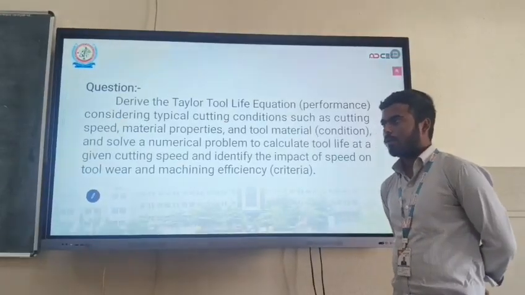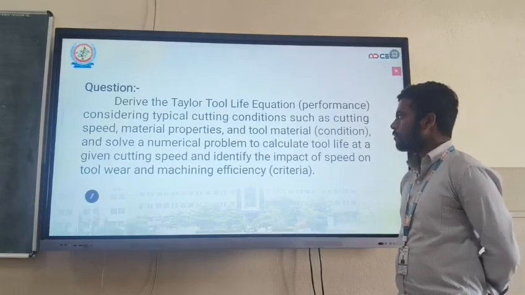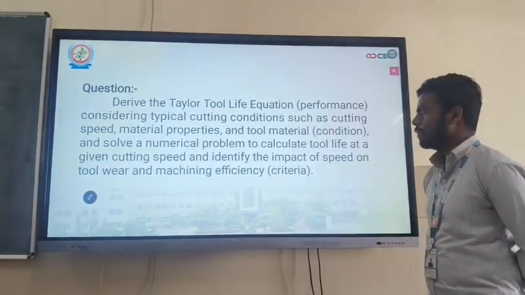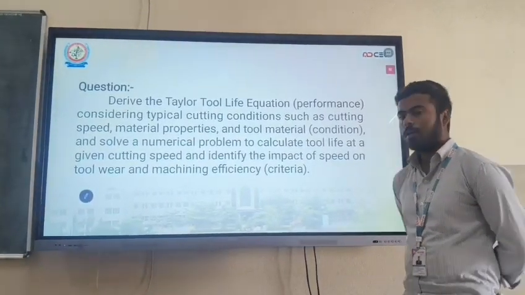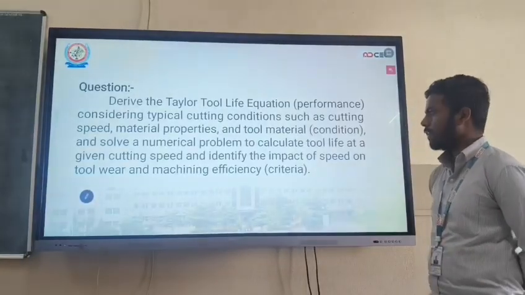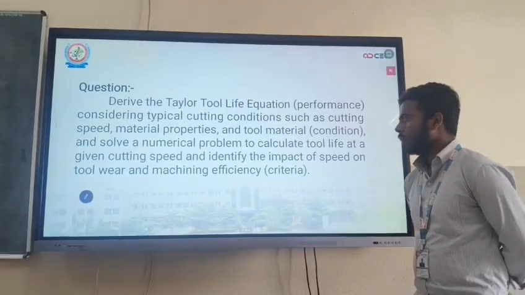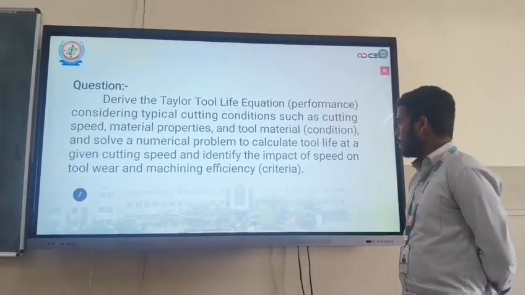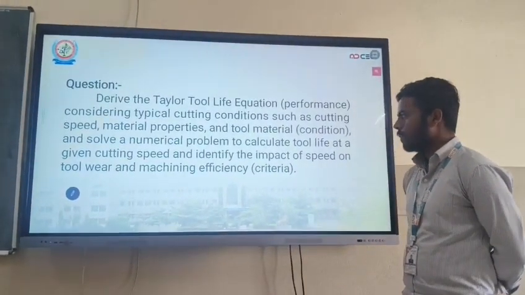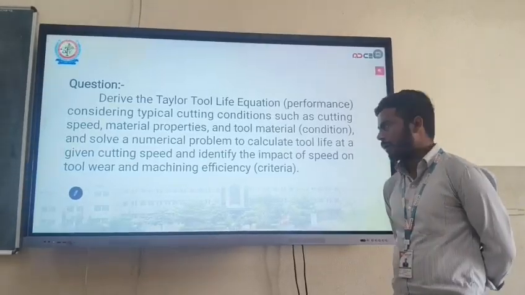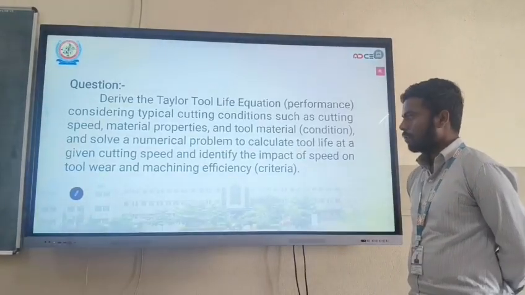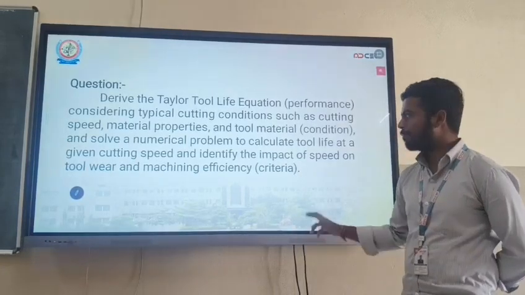In the presentation, the question is to derive Taylor's tool life equation, considering typical cutting conditions such as cutting speed, material properties, and tool material, and solve numerical problems to calculate the tool life at a given cutting speed and identify the impact of speed on tool wear and machining efficiency.